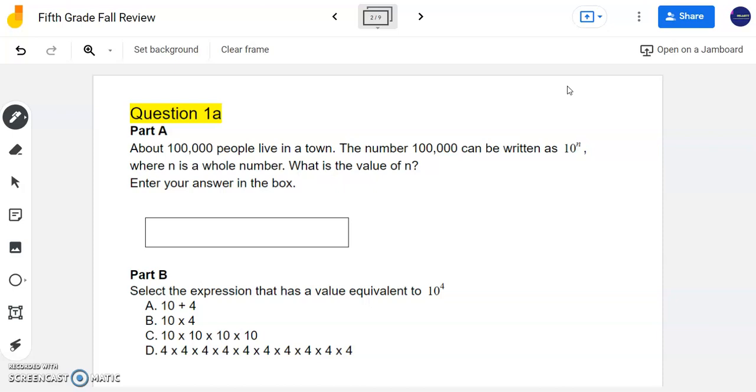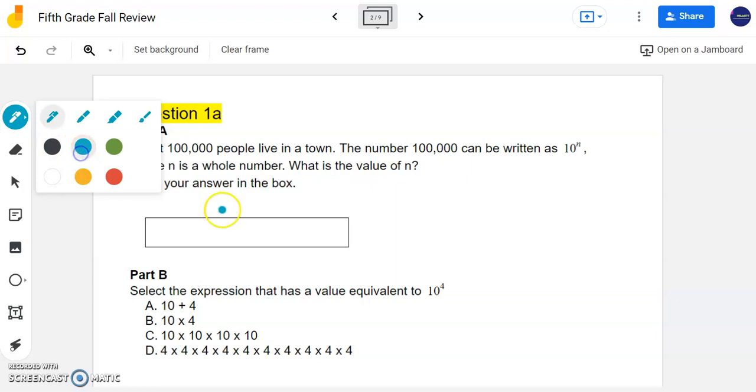Let's read part A first. It says about 100,000 people live in a town. The number 100,000 can be written as 10 to the nth power, where n is a whole number. What is the value of n? Enter your answer in the box.